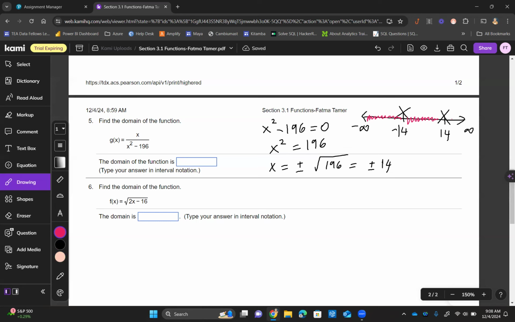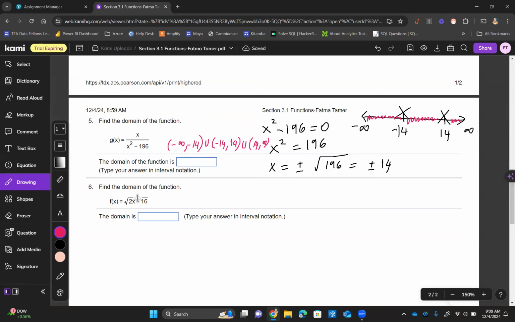So now when I put this answer in interval notation, I will tell them that I can use any numbers from negative infinity to negative 14, but do not use negative 14. Again, you can use any number from negative 14 to positive 14, but don't use any of these, so they have the open parentheses. And then union, the last interval you can choose your numbers from is 14 to infinity. And this is how we are going to answer number 5.